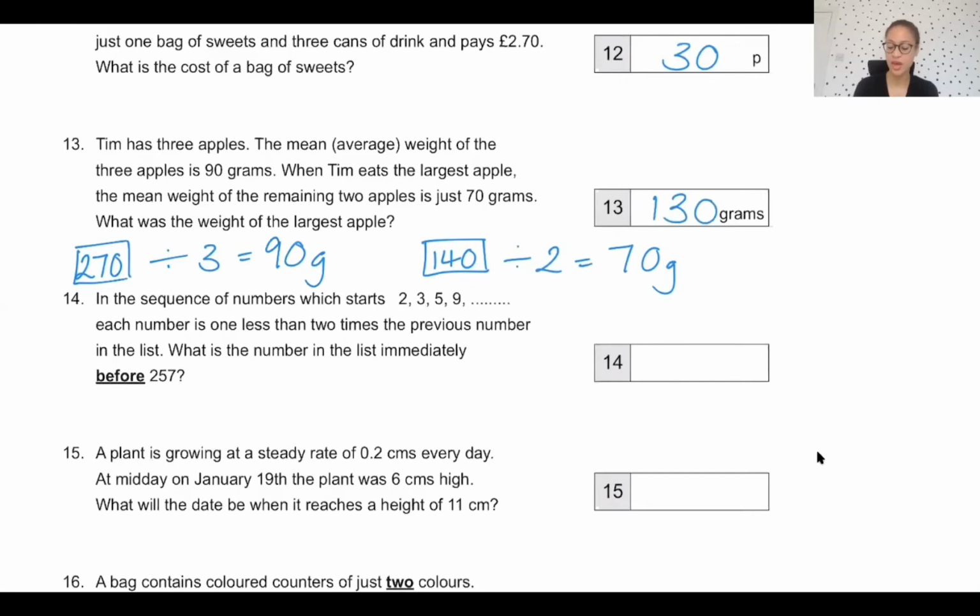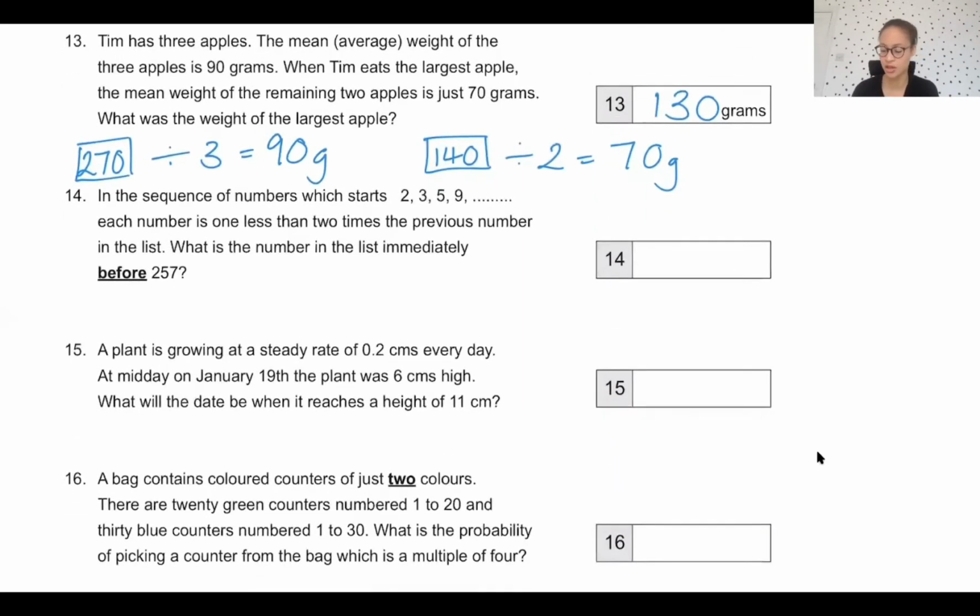So be careful, because some of you are doing just 90 take away 70, and it's probably not going to be that easy, I'm afraid. That's fairly straightforward if you just need to do that subtraction. So if it seems too easy, it probably is, and maybe you need to go back and check.